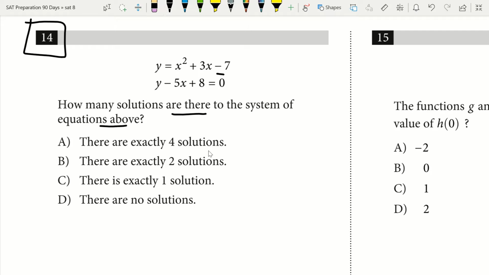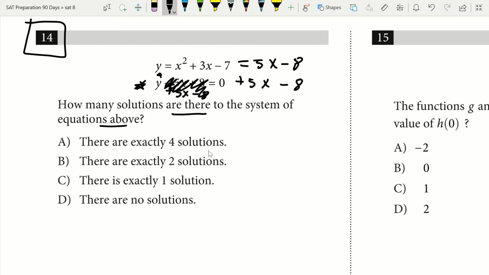In order to solve for that, I'm going to set this bottom equation, which I'm going to star right here, y minus 5x plus 8, and get what y equals so that I can substitute in for y in this top equation in order to get one equation. So I'm going to add 5x and subtract 8 from each side. Now I have y equals 5x minus 8. So I can go ahead and plug that in up top, 5x minus 8.